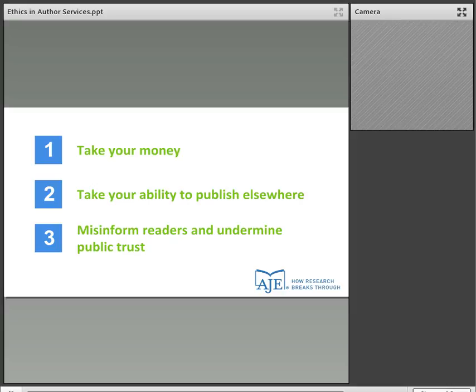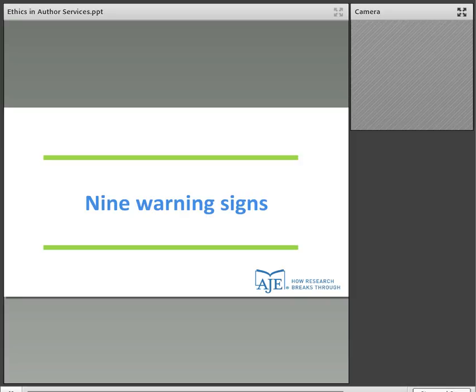So the costs of predatory journals. Well, number one, they take your money. They take away your ability to publish elsewhere. So if you sign an agreement with one of these predatory journals, and in the agreement you cede the copyright to them, then you can't publish your work anywhere else without their permission, because they're doing this for profit. They're not doing it to get your work out there. And of course, this can misinform readers and undermine public trust, because although your work is sound scientifically, the work in the rest of the journal may not be. So your work may be grouped with works by others who are generating content that is not scientifically true.